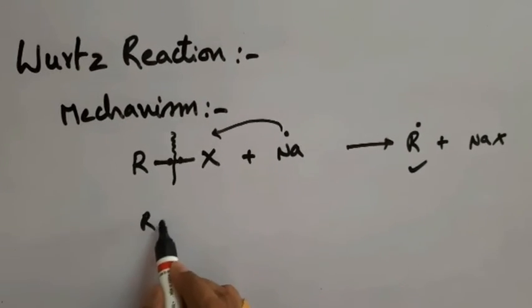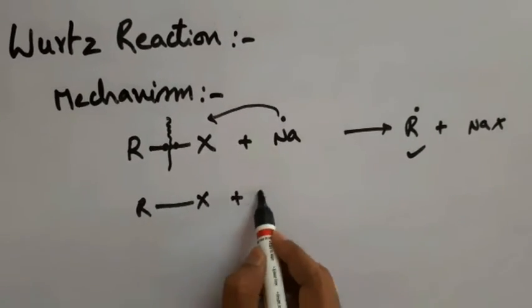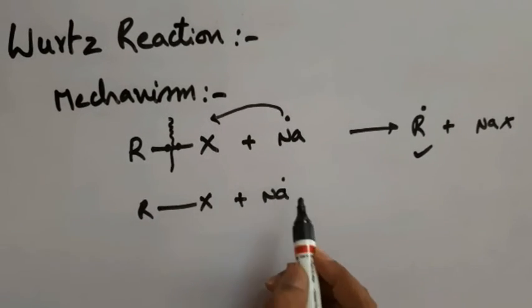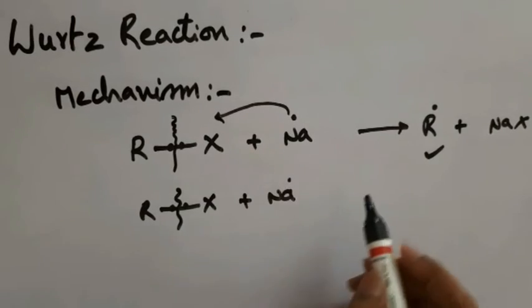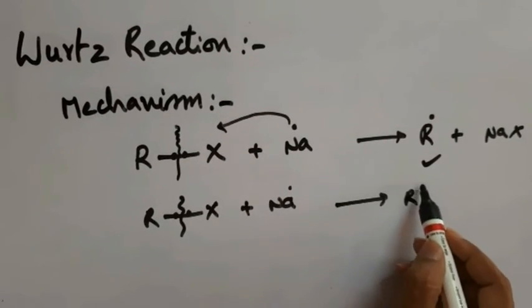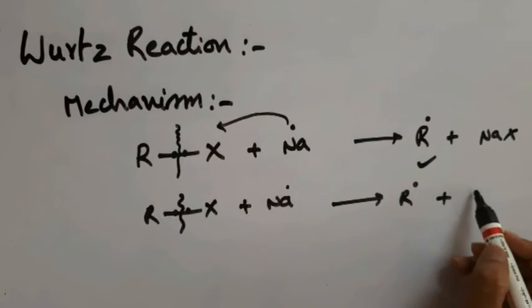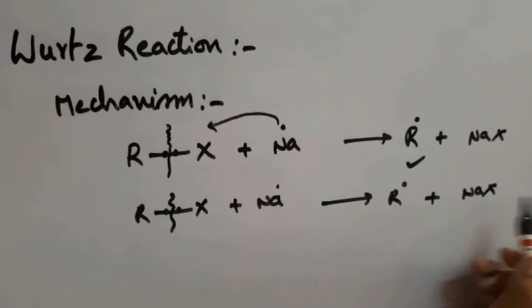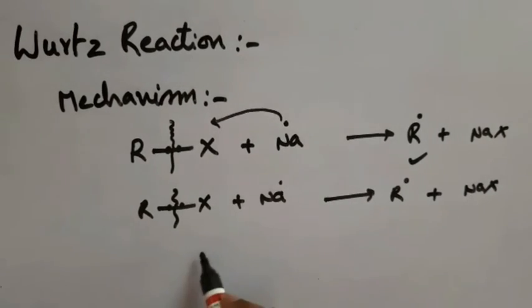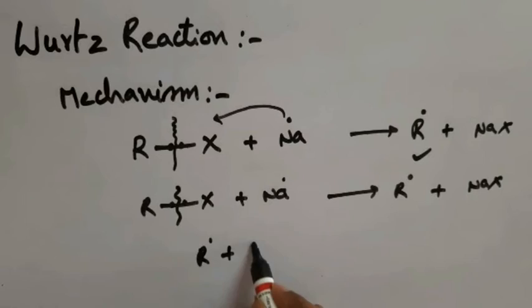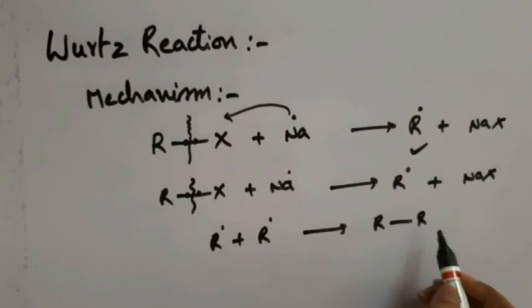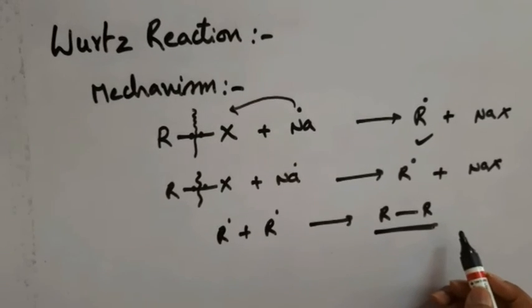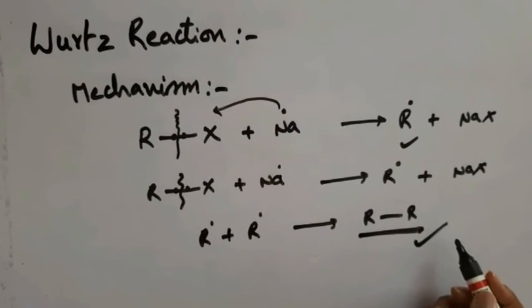Similarly, another sodium atom cleaves the other alkyl halide molecule and produces an alkyl radical and sodium halide. These two radicals now will combine with each other to form the symmetric alkane, namely R-R. That's it.